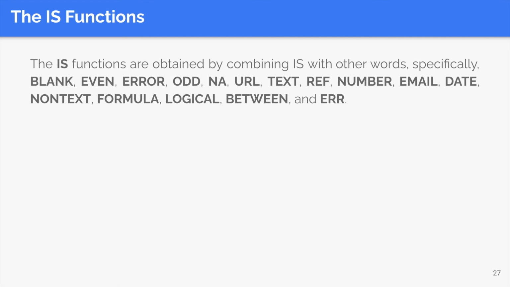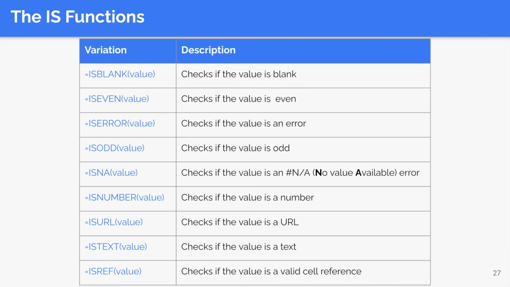The IS functions are pretty self-explanatory. ISBLANK checks if the cell is blank. ISEVEN checks if the value is even. ISERROR checks if the specified cell returns an error. ISODD checks if the value is odd. ISNA checks if the cell returns an NA error. ISNUMBER checks if the value is a number. ISURL checks if the value is a URL. ISTEXT checks if the value is a text string. ISREF checks if the value is a valid cell reference.